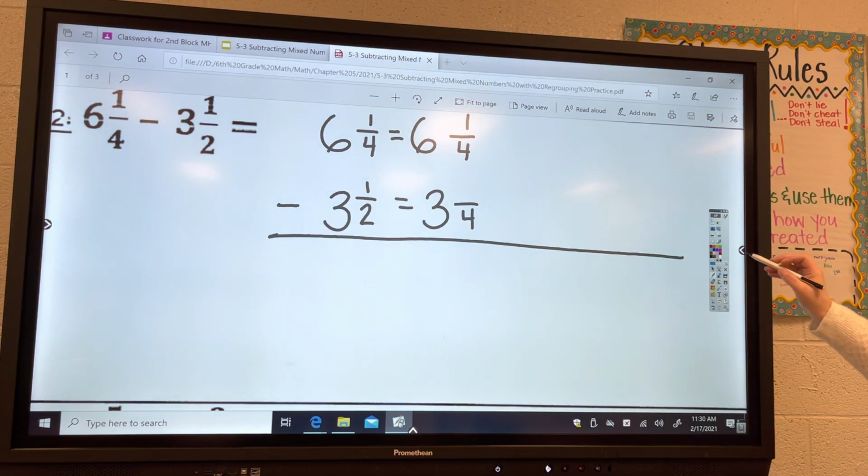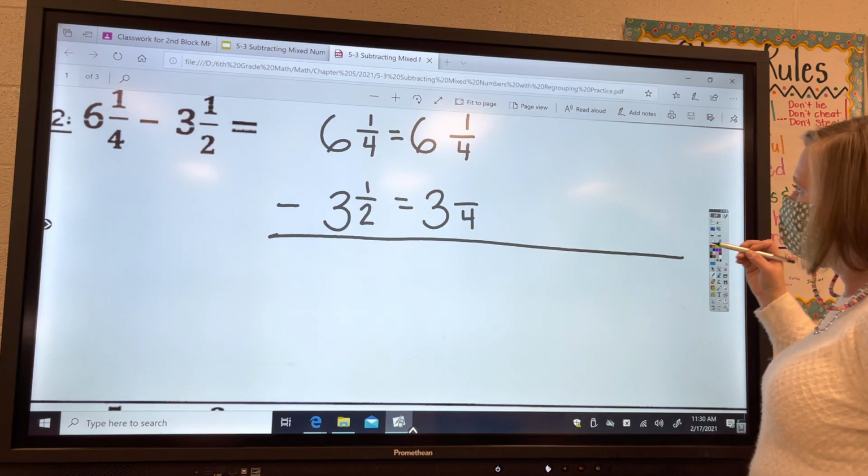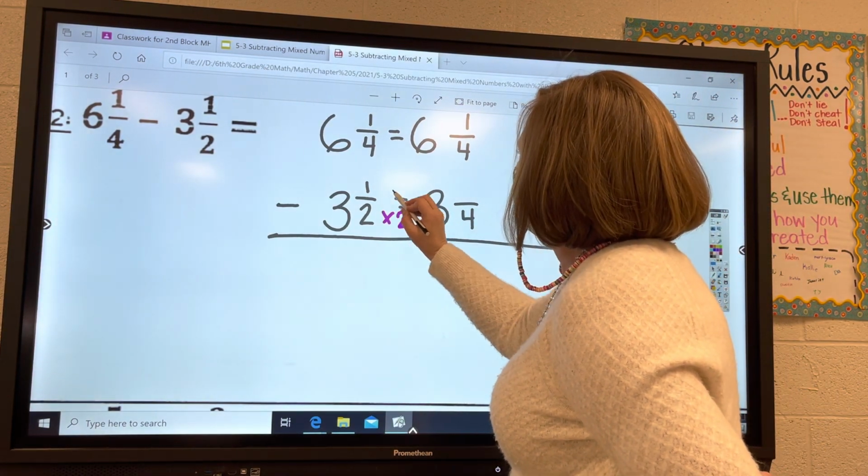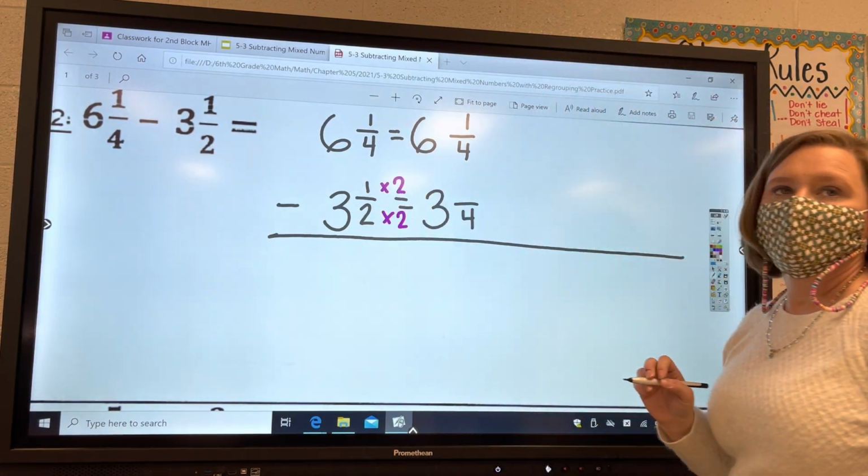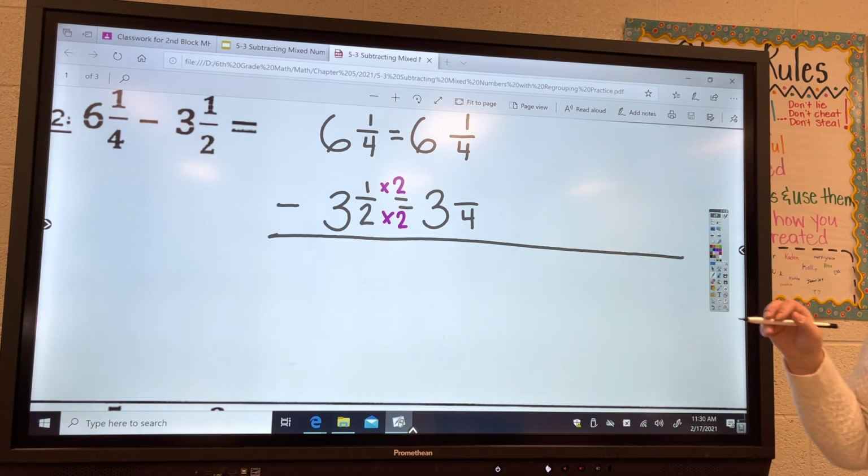So, Justin, 2 times what is 4? 2. If I do it to the bottom, I have to do it to the top. So 1 times 2 is 2.